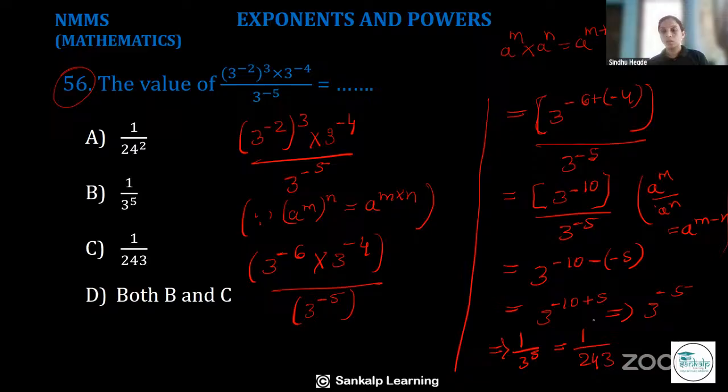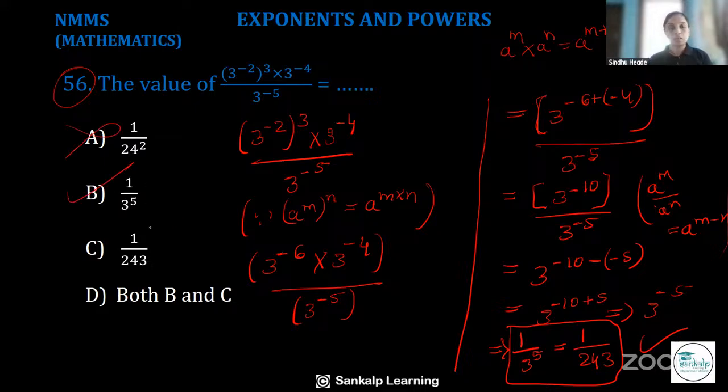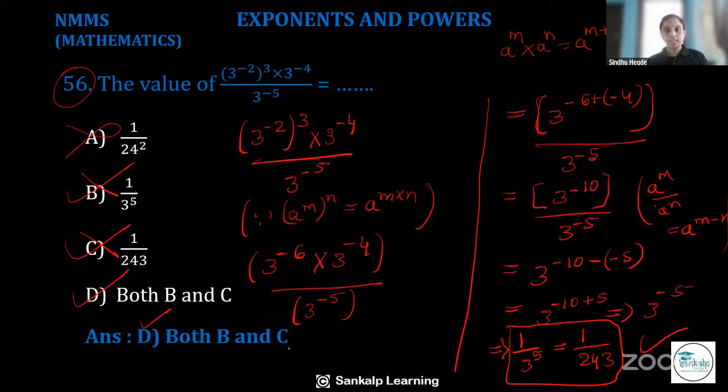So here we can conclude that this given expression we can write in two forms. One is 1 by 3 raised to 5 and another one is 1 by 243. Both are same. So here option A is fully wrong. Option B, we can write it as 1 by 3 raised to 5, and option C also, 1 by 243. So we can say that both B and C are correct. Hence here the answer is D, both B and C. Thank you.